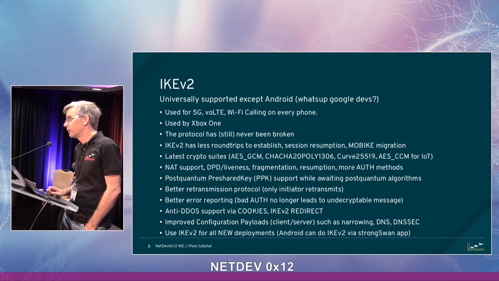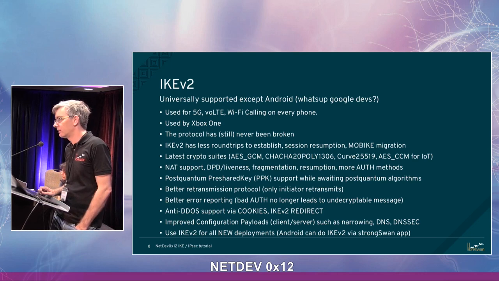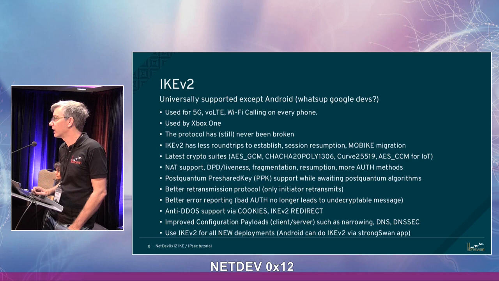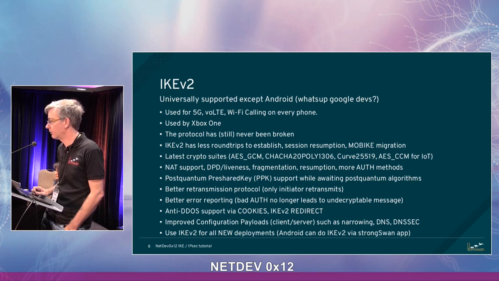So IKEv2, we learned a few things. We needed dead peer detection. We needed the NAT reversal. When IKEv1 was designed, we were still hopeful that IPv6 would take over. We would never see NAT again in our lifetimes. We were all really happy, optimistic. We decided now that it's never going to go away, so we need proper NAT reversal handling.